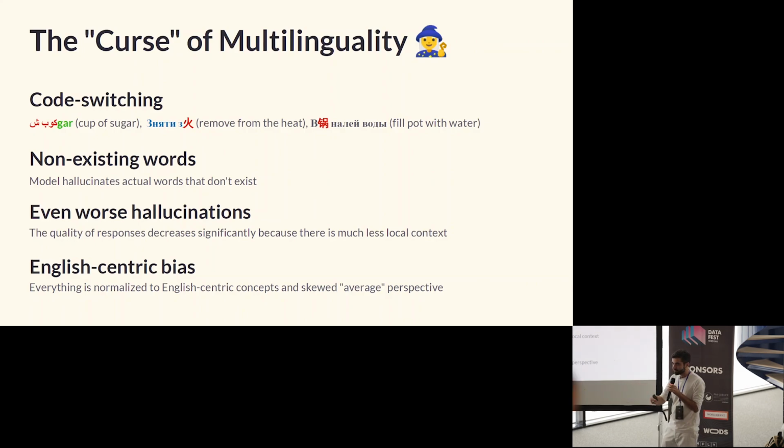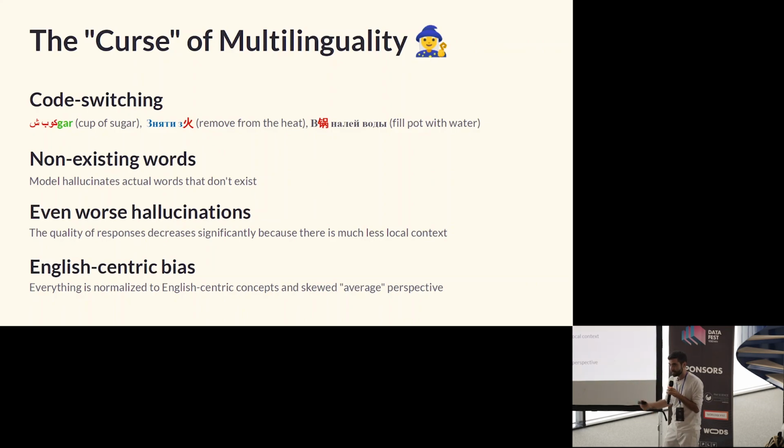The other aspect is that all of these models are actually amazingly good at inventing non-existing words. I mean the words that you can read, but it definitely doesn't exist. And the other side effect is that those models hallucinate even more because they lack that local context, and that's why there's way less probability of generating a truthful answer. And of course, as I mentioned before, English-centric bias is a thing. Everything is normalized to English-centric concepts and also to the skewed averagization of the internet, which is not a good thing on many dimensions.